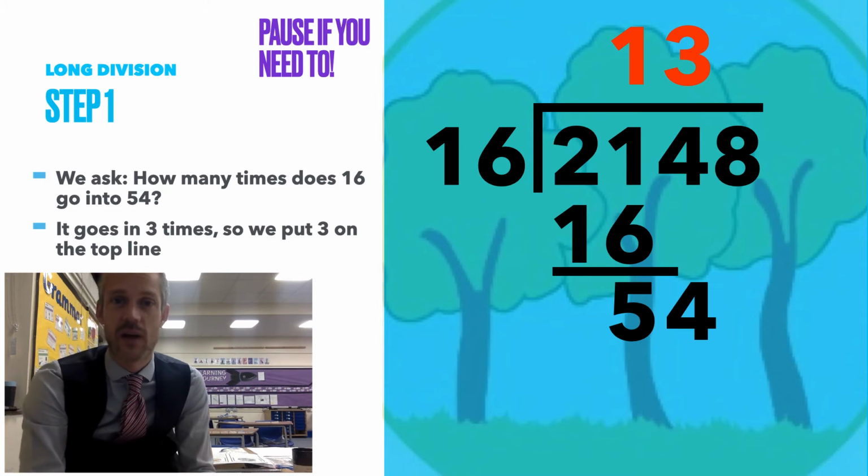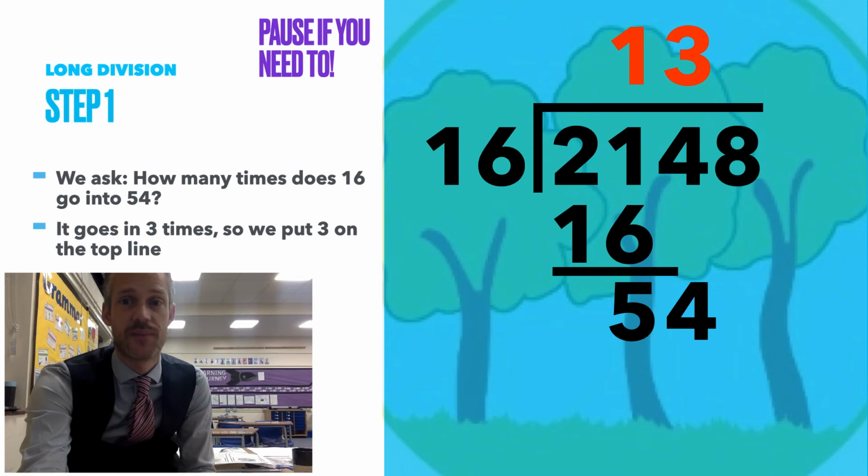Sometimes some of you might like to write down some of the times tables of the bigger number and try and work them out before starting. I'd say if you could write down 5 lots of the number you're dividing, the divisor, before starting these long division questions, it can really help. So how many times does 16 go into 54? 3 times, which gives us 48.